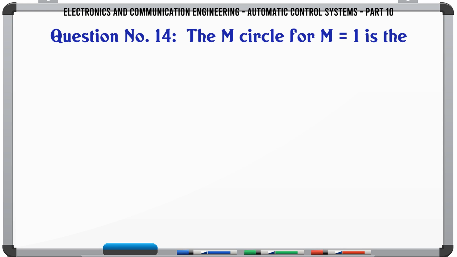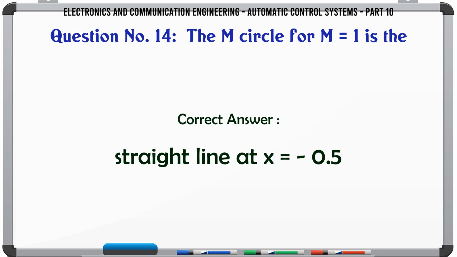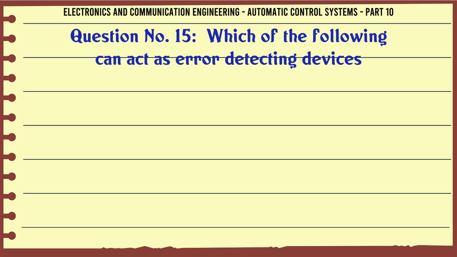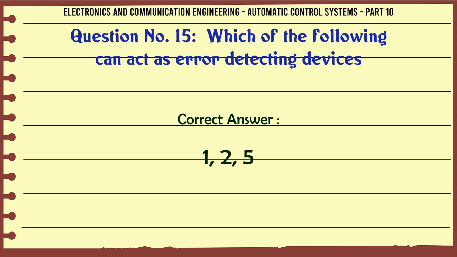The M circle for M=1 is A straight line at x = -0.5, B critical point (-1, j0), C circle with r = 0.33, D circle with r = 0.67. The correct answer is straight line at x = -0.5. Which of the following can act as error detecting devices? A 125, B 2345, C 1345, D 1234. The correct answer is 125.